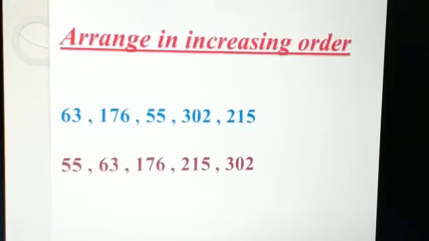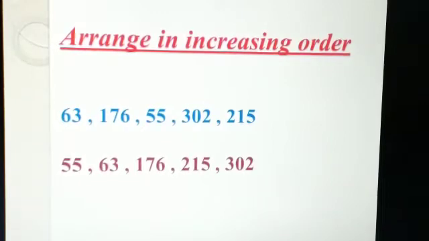Now our next topic is to arrange the numbers in increasing order. And increasing order is also called the ascending order. Then what do you understand by ascending order? Ascending order means to arrange the numbers from the smallest to the greatest. Now, in this question, we will also follow the same rule. We will count the digits first.